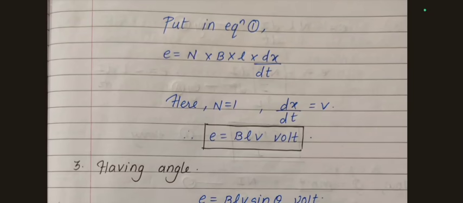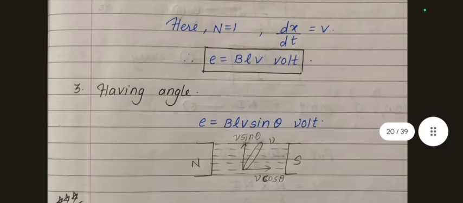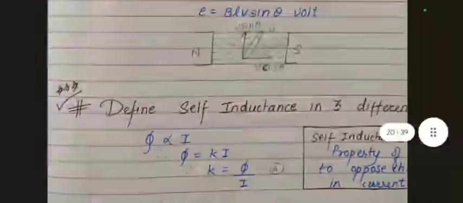See, this derivation is not important. Just this formula is important, that is E is equal to BLV, but more important is BLV sin theta, which is of angle. This question is also asked, the one I have told you now, that is F is equal to BIL sin theta, and this E is equal to BLV sin theta. Don't get confused between both of these equations. Write it on a page and just remember what is the difference in them.